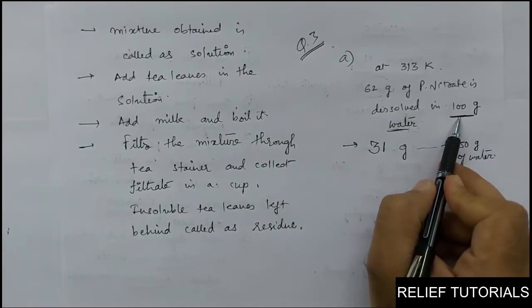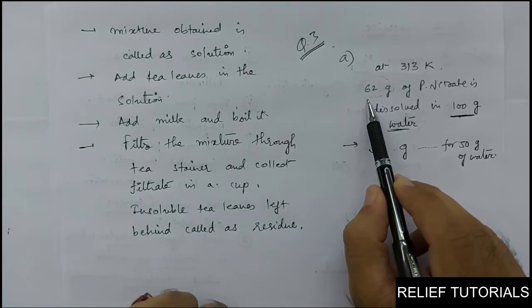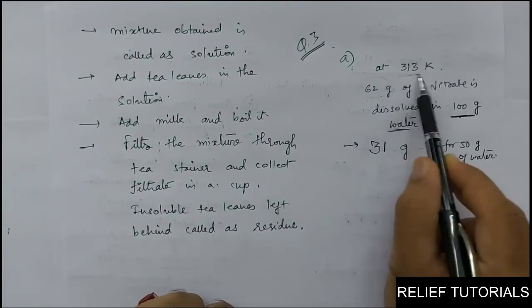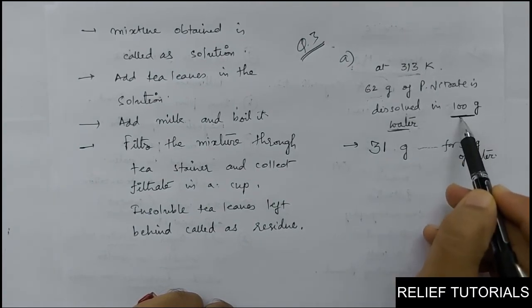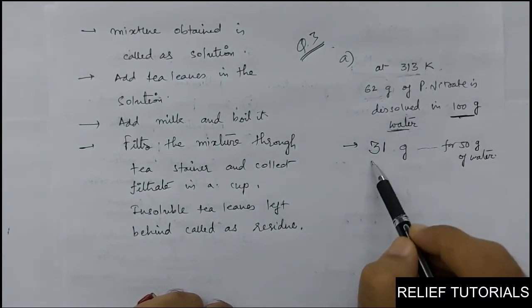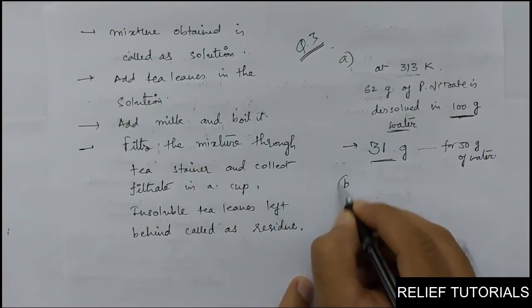For 100 gram of water, 62 gram of potassium nitrate can be dissolved at 313 Kelvin temperature. So at the same temperature, if you have only 50 gram of water, you can dissolve only 31 gram of potassium nitrate.